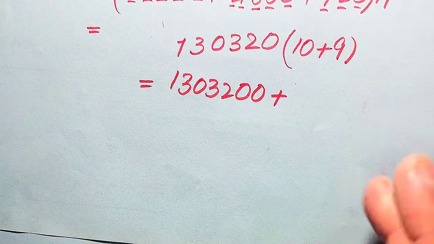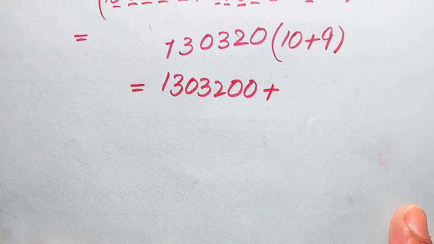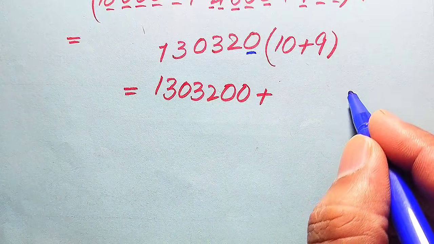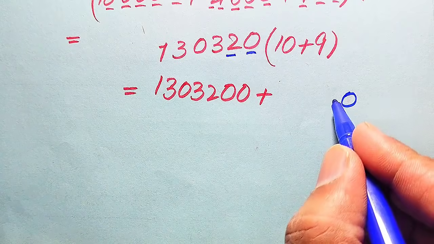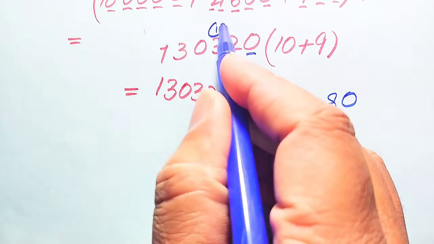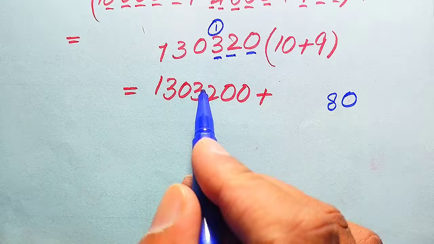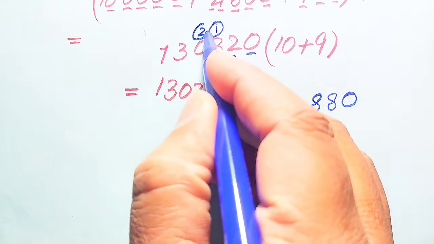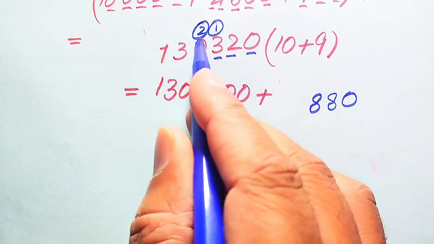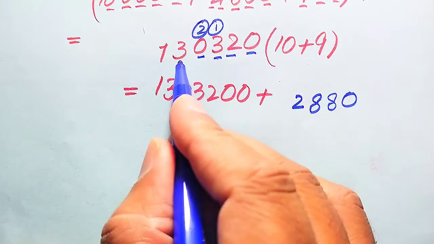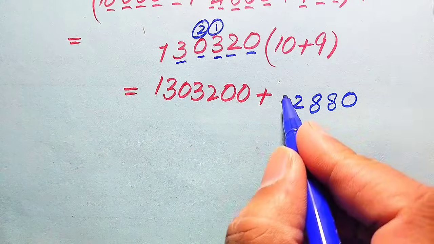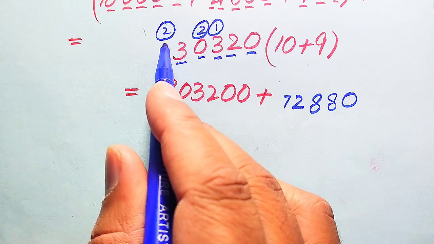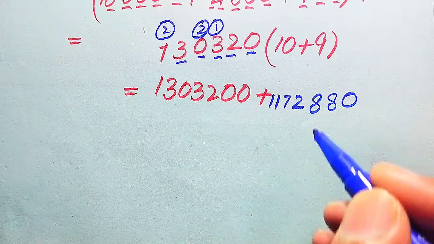So we will get here 9 times 0 becomes 0, 9 times 2 becomes 18, we write 8 and carry 1, 9 times 3 becomes 27, 27 plus 1 is 28, we write 8 and carry 2, 9 zeros are 0, 0 plus 2 is 2, 9 3s are 27, we write 7 and carry 2, 9 ones are 9, 9 plus 2 becomes 11.